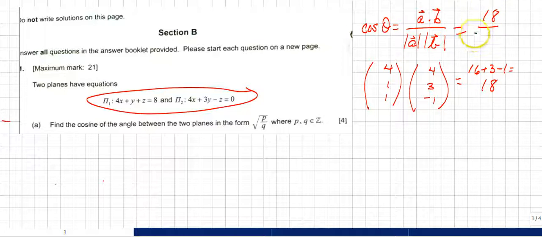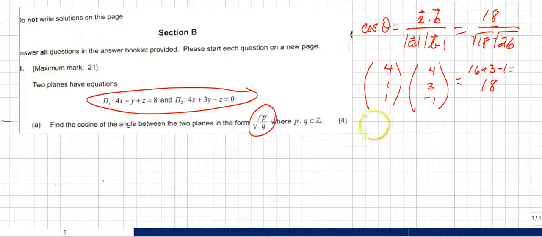On the bottom is the magnitude of each normal. So 4 squared plus 1 squared plus 1 squared is 18. So that's the square root of 18. And the magnitude of the second vector is 4 squared, that's 16, plus 9 plus 1. That adds up to 26. So we got the dot product on the top and the product of the two magnitudes of the two normals. And now it's calculator time. Except, no, we don't want calculator. See, we want the answer. It says find in the form of the square root of p over q.